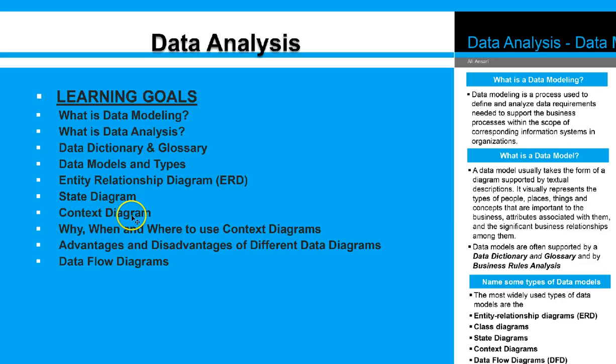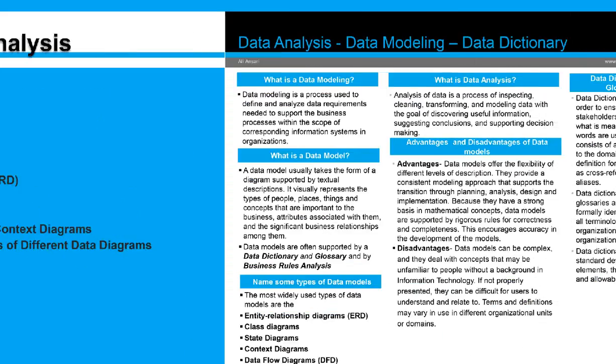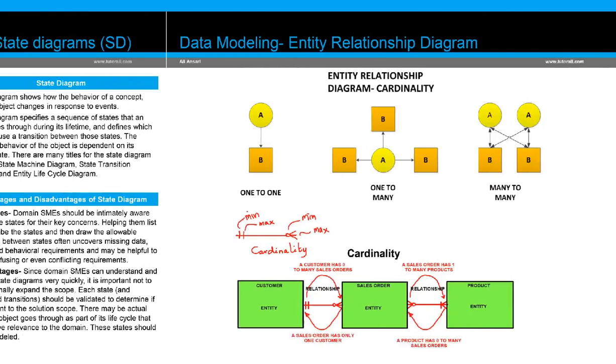Then we have the context diagram: why, when, and where to use these context diagrams, advantages and disadvantages of different data diagrams, and data flow diagrams. So data flow diagrams show basically how the data is flowing through the system, and that's what you will have to show to the team, to the customers. You will have to draw all these flow diagrams using primarily Microsoft Visio as the software for doing this. So let's see some of the diagrams that we have.